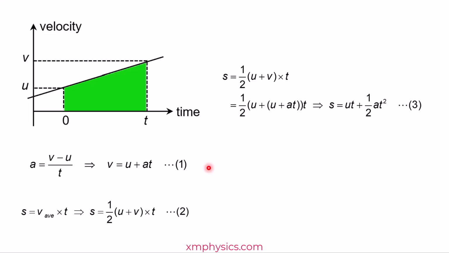Okay, now the last one. The last one is the VS equation, right? So let's look at this equation here. We already have the s and we already have the v. What we don't like is the t, right? So let's try to get rid of t.